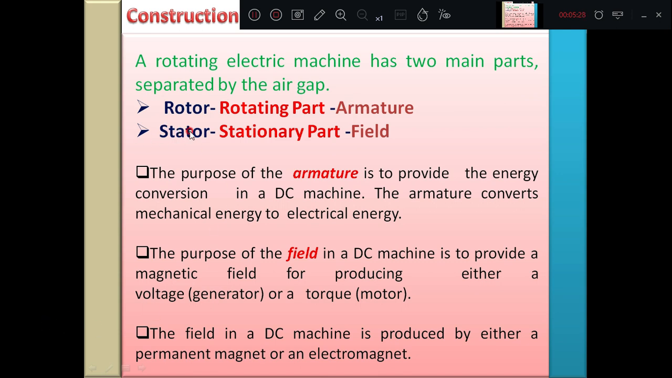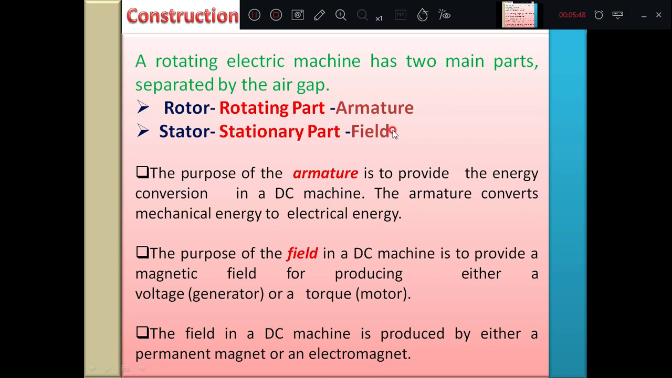Whereas in the case of the stator, which is a stationary part of a DC machine, it will produce the magnetic flux, that it is called as a field. You have got an armature system, you have got a field. In the armature, you have got an armature conductor. The purpose of the field is to produce the magnetic field.